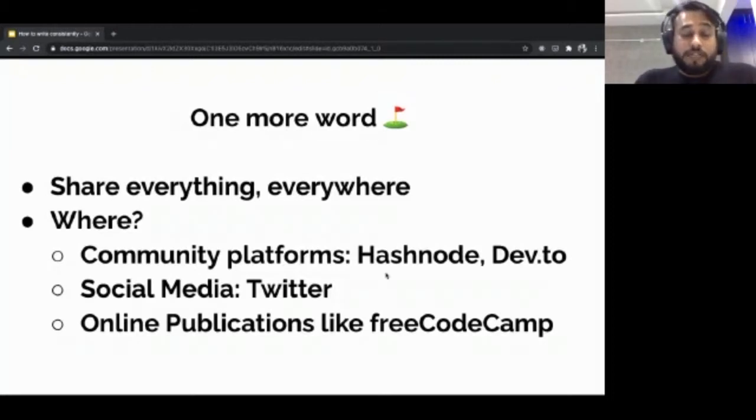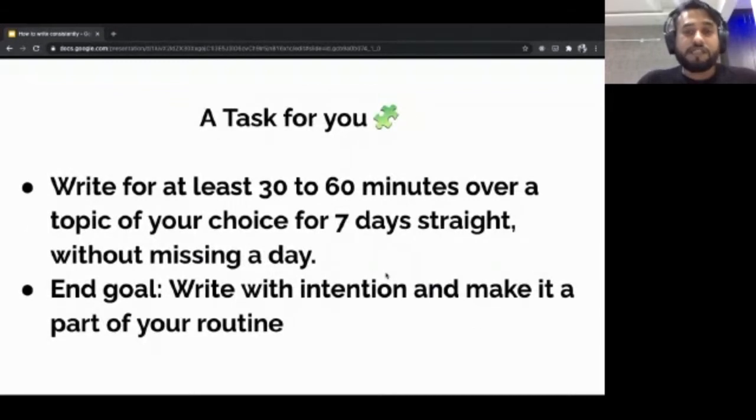So the last thing I would like to leave you with is a task. I want you to practice all these things. If you have taken any practical tip from this talk, I would like you to use that and write for at least 30 to 60 minutes over a topic of your own choice for 7 days straight without missing a day. Try to be consistent. Try to write in the same time period for 7 days. Like, if you're sitting and writing in the morning before your work starts, I would say do it for 7 days around the same time.